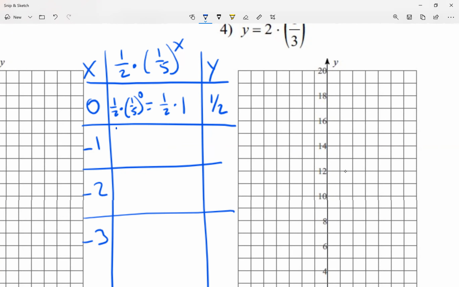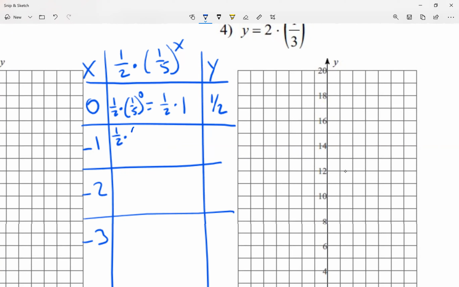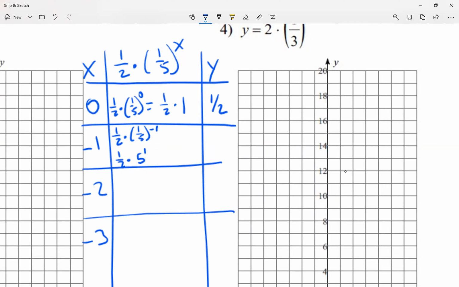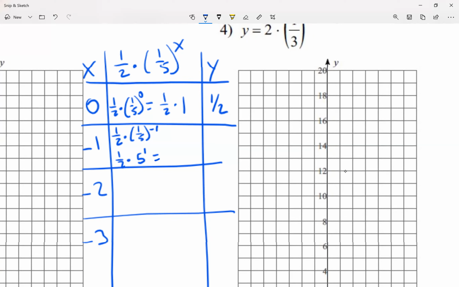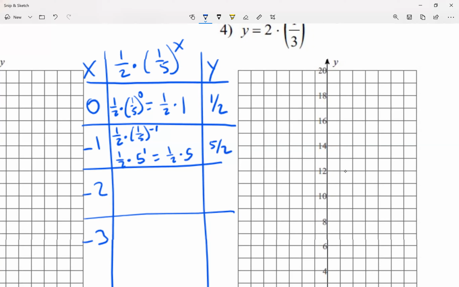To begin with, I can write this as 1/2 times (1/5) to the -1, but that is basically 1/2 times 5 to the 1. Interesting. (1/5) to the -1 is basically 5 to the +1. The negative flips the fraction. So I'm just going to call it 1/2 times 5 to the 1, which is 1/2 times 5, better known as 5/2.